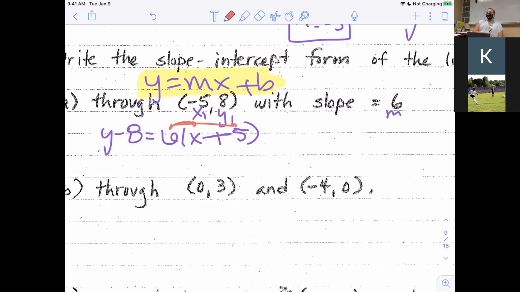A big mistake we make as freshmen and sophomores when we first learn this is you want to move the 8 over first and then you try and play around. No, no, no. Leave that 8 till the end. Wait till the end to do it. So this becomes y minus 8 equals 6x plus 30. And then I add 8 to both sides, 6x plus 38. Is that what you guys got? Yeah. All right. Let's keep rolling.